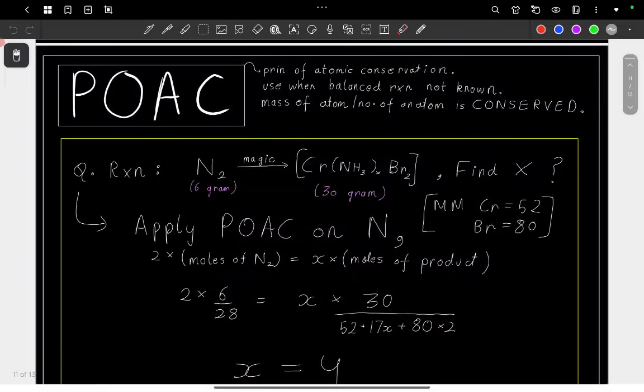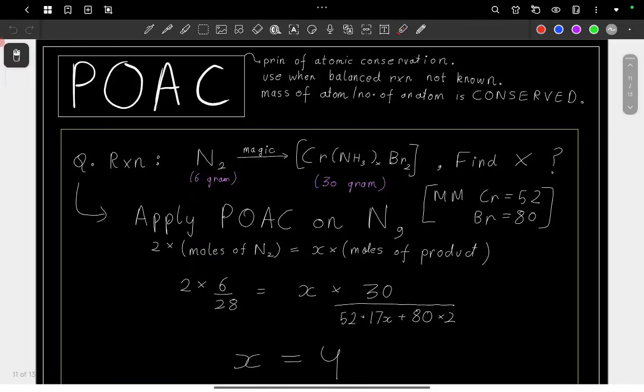Now let's look at the principle of atomic conservation, or POAC. Well, we use it when a balanced reaction has not been given to us. And how do we use it? Well, mass of any atom or number of atoms is conserved. Well, the number of atoms is not conserved if we are talking about nuclear reactions, but here we are only dealing with chemical reactions. So mass of an atom or number of an atom is conserved.